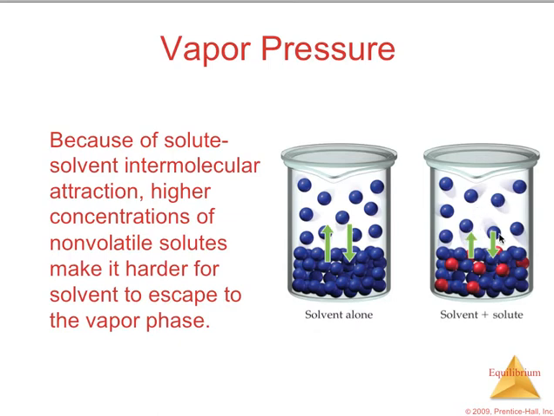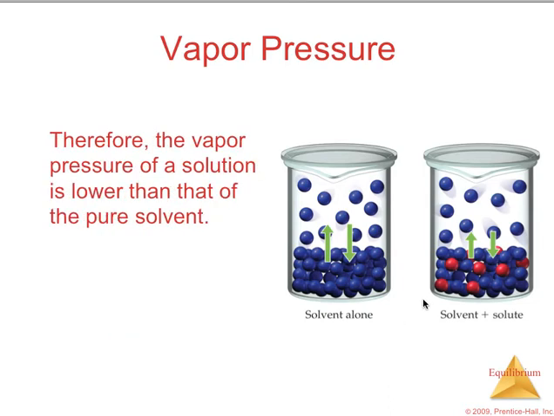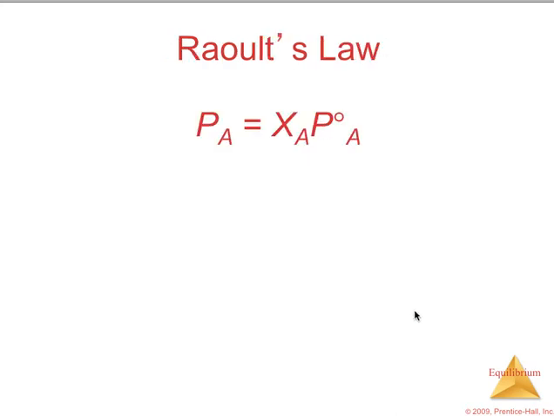You will still set up an equilibrium, where the rate at which particles go into the gas phase is equal to the rate at which they come back into the solution or the liquid phase. But it is going to be a lower vapor pressure, because these solute particles prevent those solvent particles from escaping into the vapor phase. So the vapor pressure of a solution is going to be lower than that of a pure solvent.